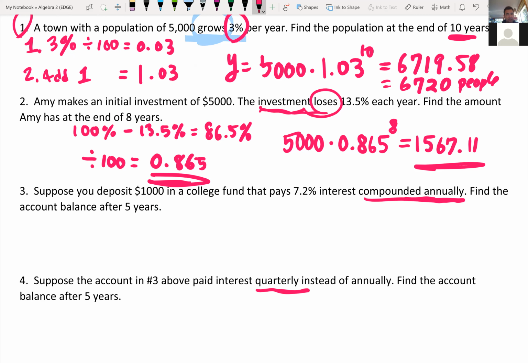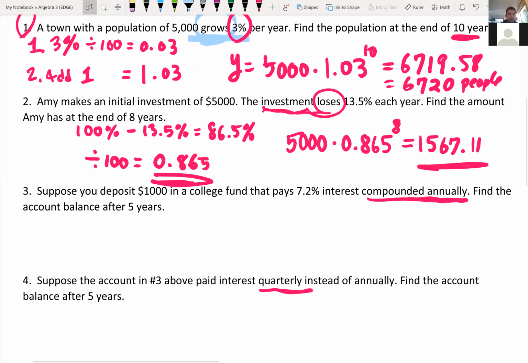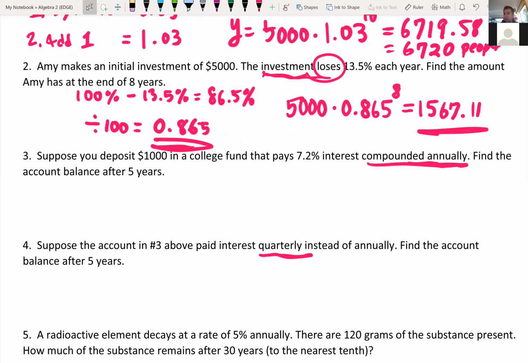Compounded annually means just once a year. You don't need to divide the percentage by anything, so just a normal growth pattern. But then quarterly, we have to do something, right? You don't have to worry about number 4 yet, but let's just focus on number 3.